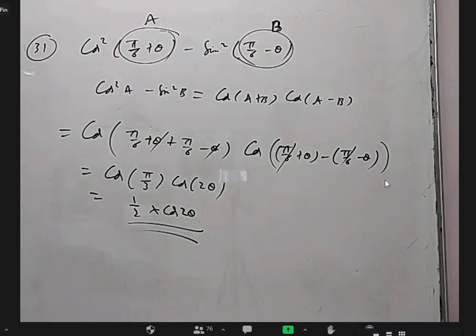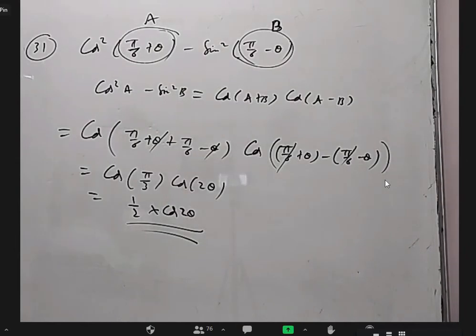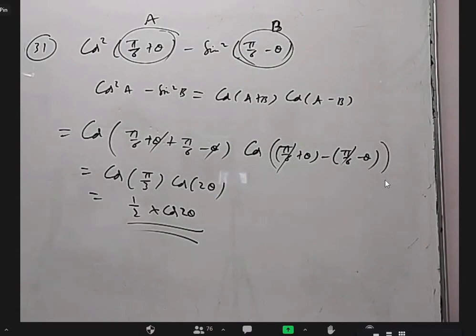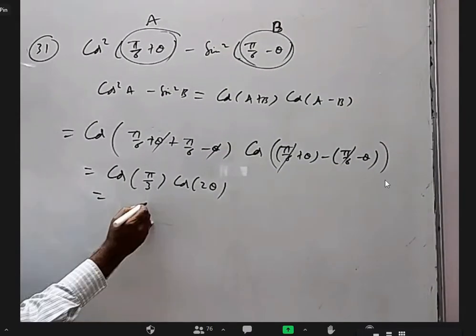Sir, how did you write cos pi by 3 into cos 2 theta equals cos 2 theta? Pi by 6 plus pi by 6 is 2 pi by 6, and 2 pi by 6 is pi by 3, right? Not that one, sir. The last step. Theta minus minus theta, that is cos 2 theta. And cos 60 is 1 by 2. Cos pi by 3 is 1 by 2. It is not in between, it is the product. Half cos 2 theta. Okay, sir.